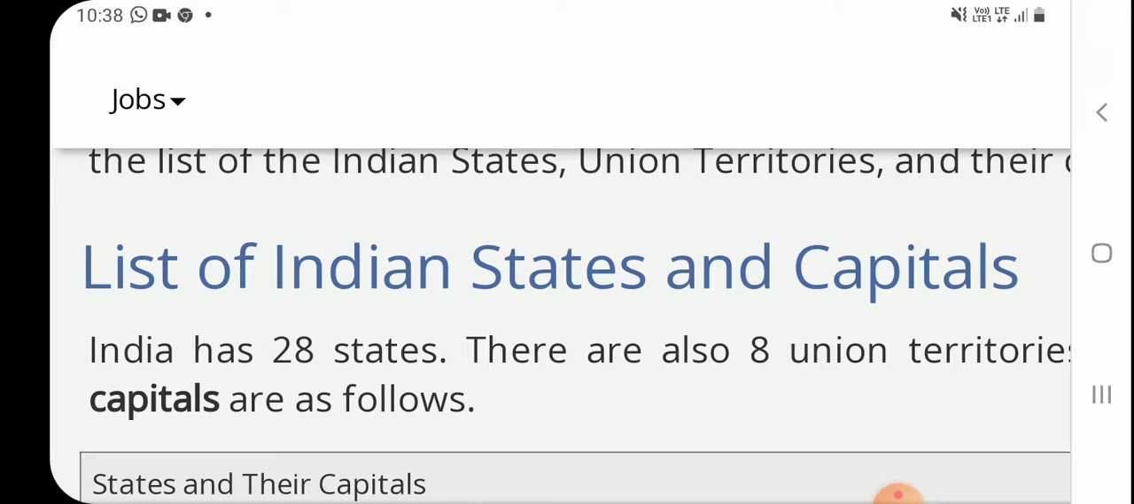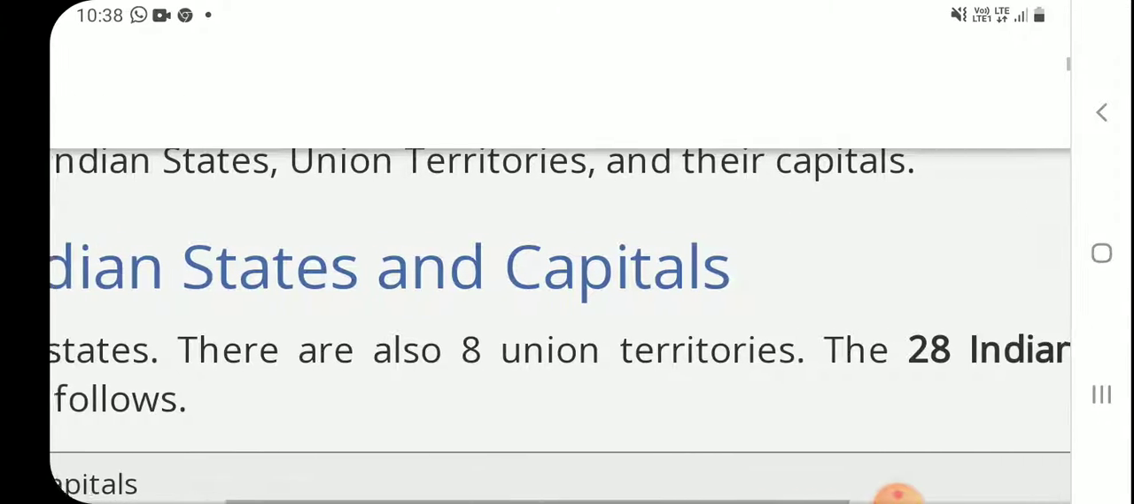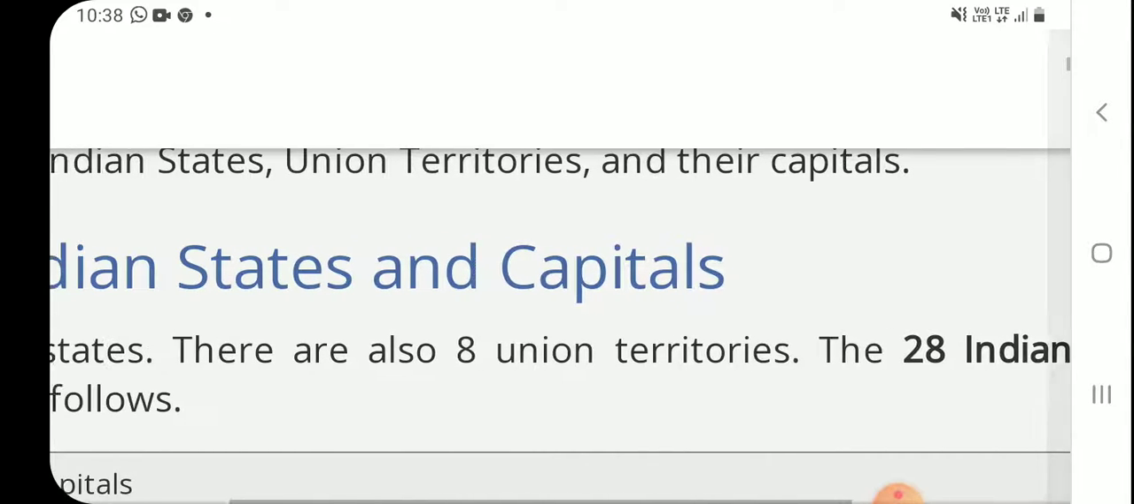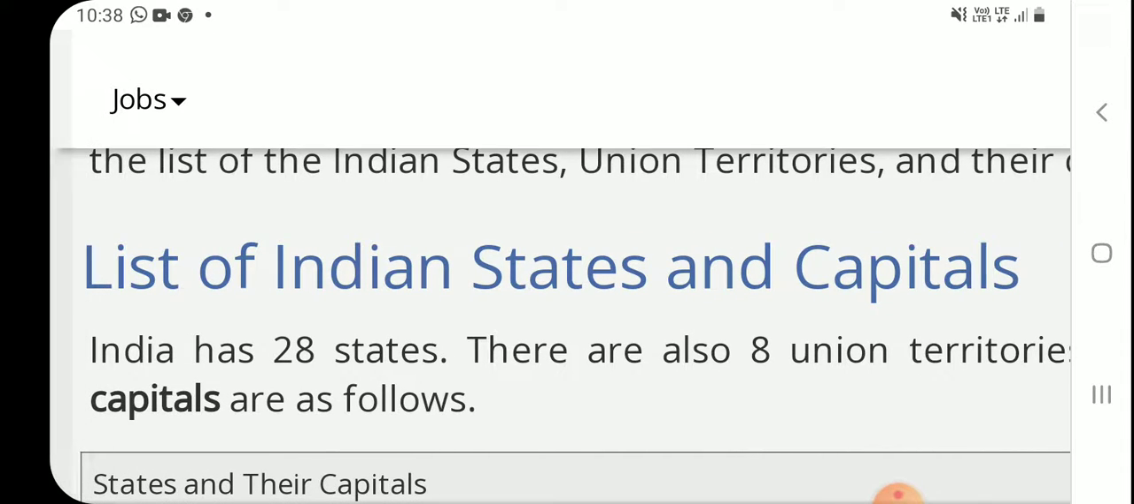Today we are watching the list of Indian states and capitals. India has 28 states. There are also 8 union territories. The 28 Indian states and their capitals are as follows.